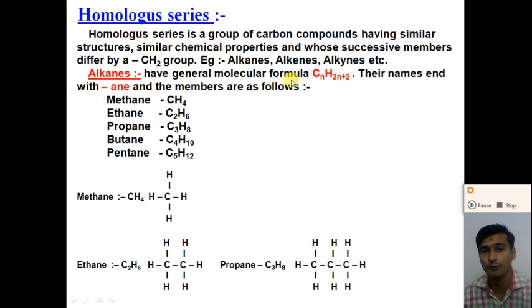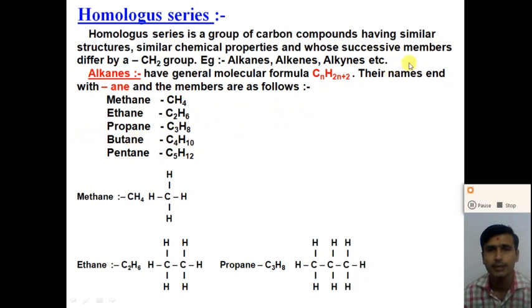First, the alkane. Alkanes have the general formula CnH2n+2, right? If you take n equal to 1, 2, 3, 4, 5, we get the different molecular formulas of the different alkanes. If you take n equal to 1, that is CH4, which is named methane. If you take n equal to 2, C2H6, that is ethane. If you take n equal to 3, C3H8, that is propane.